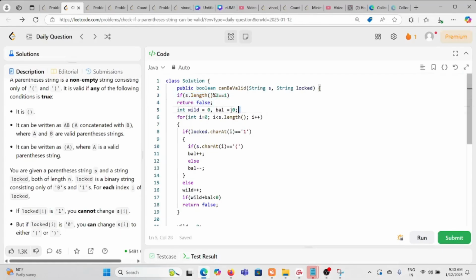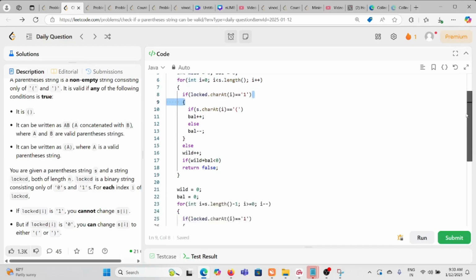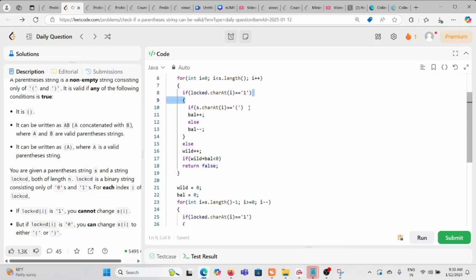Otherwise, we have created two variables, wild and valence. Now see here, I'm traversing first from left to right. I'm checking if locked at index i equals 1, then if it is an opening bracket, I'm increasing valence, or if it is a closing bracket, I'm decreasing it.